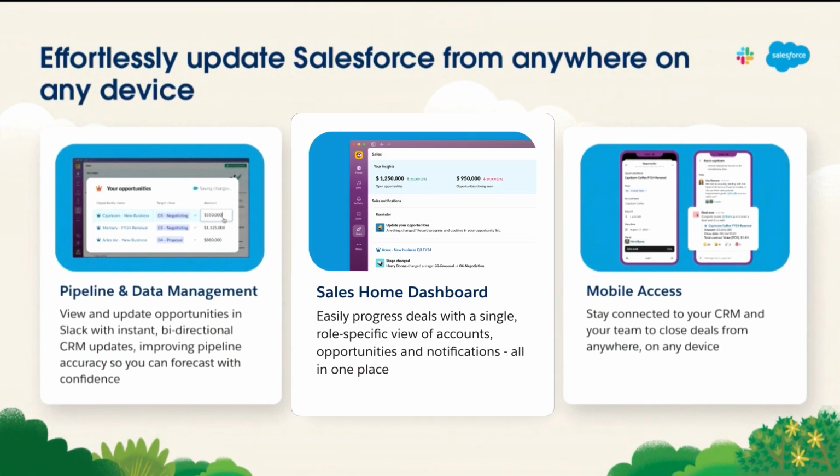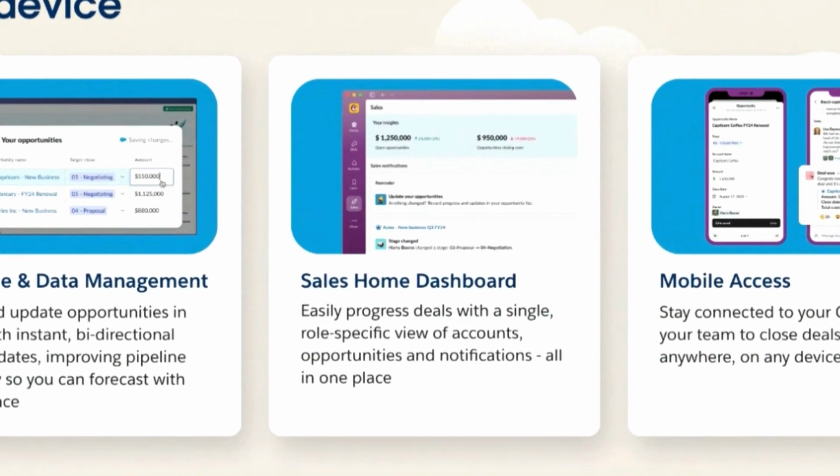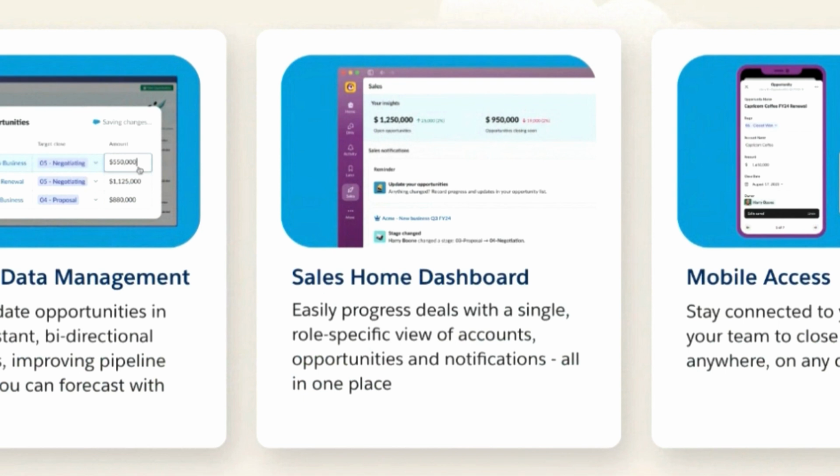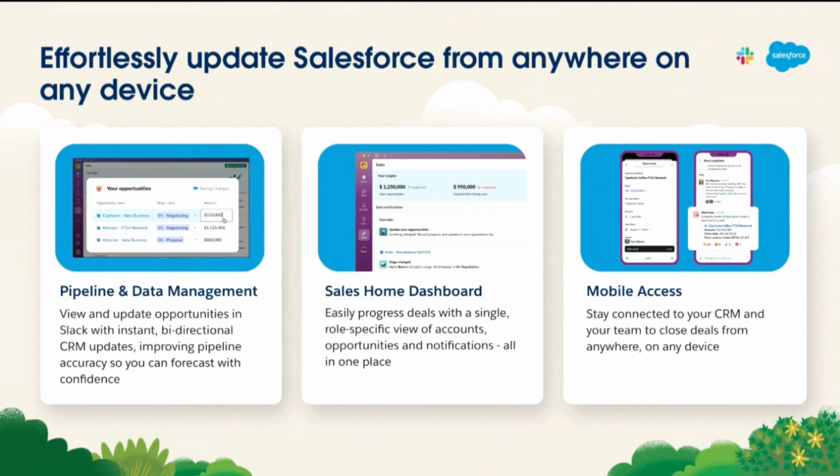Next, each seller has their own sales home dashboard directly in Slack. Whether you're a sales leader, manager, or individual seller, our Sales Home dashboard offers a tailored view of accounts, opportunities, and notifications all in one place. This single role-specific interface streamlines your workflow, making it easy to stay on top of crucial business matters and advance deals efficiently. Select key metrics you care most about to display at the top of your dashboard so you can see real-time insights into your team's performance directly in Slack without having to switch between systems.